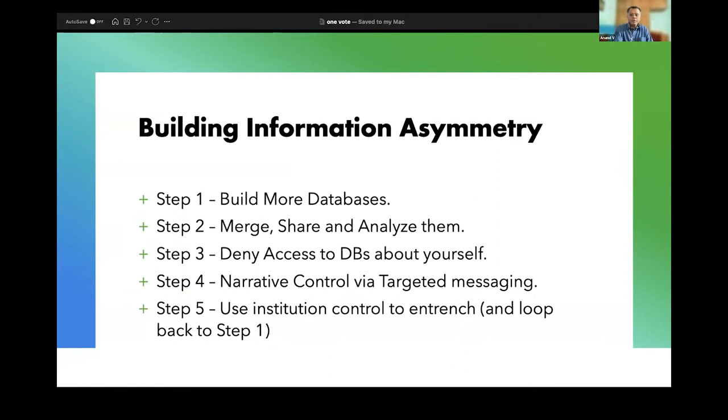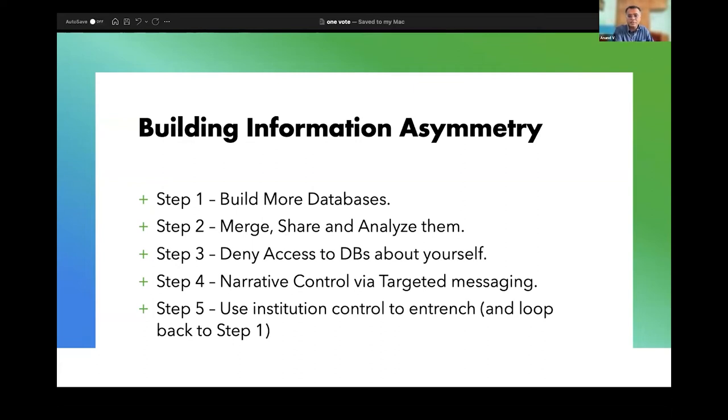So the first interesting part about building an information asymmetry is to build more databases. That is not a surprise for people who have been doing this kind of work for a very long time, but it may actually come across as a surprise for many others. It's always about building more databases. Step two is to merge, share, and analyze them. And that part is also pretty obvious for operators. And I'll explain more about what it means.